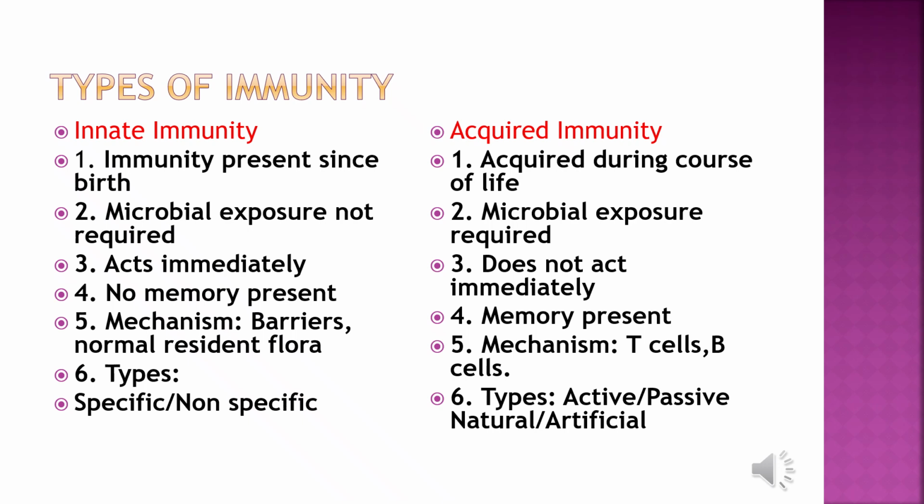Then acquired immunity is acquired during the course of life, microbial exposure is required, it does not act immediately, it takes some time to act to form the antibodies, and then memory is present for the second or subsequent infection, and the mechanism is by T cells or B cells, and it is divided into two types mainly, active and passive, and each is divided into natural and artificial.